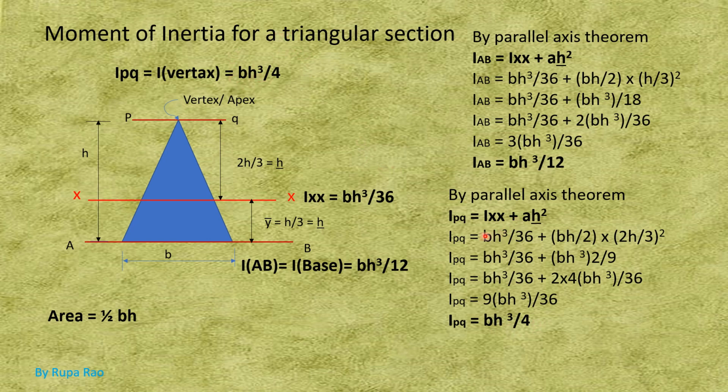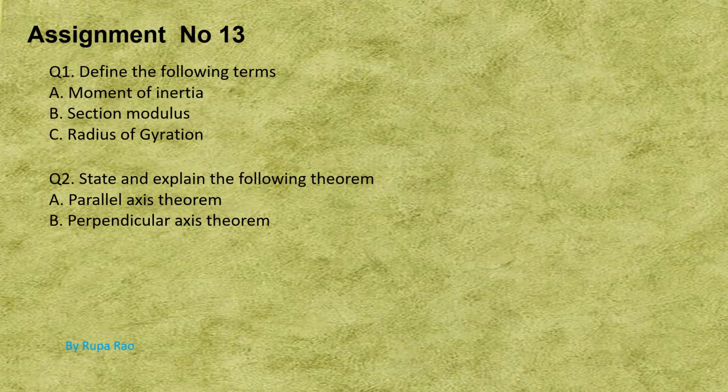So every time you don't have to apply the parallel axis theorem. We can directly remember that about the centroidal axis it is bh cube by 36, about the base it is bh cube by 12, and about the apex it is bh cube by 4. We'll be using these formulas directly to solve problems. These are a few standard figures and their standard moments of inertia which we'll be using in our next video while solving problems. Now here is one small assignment given.